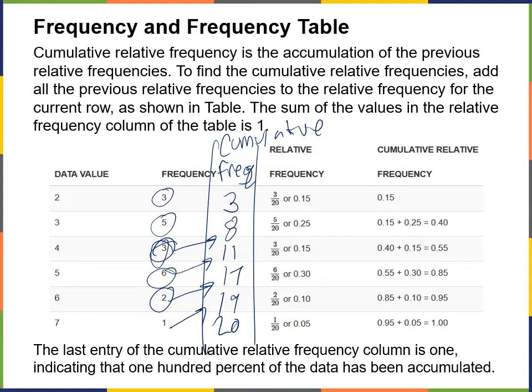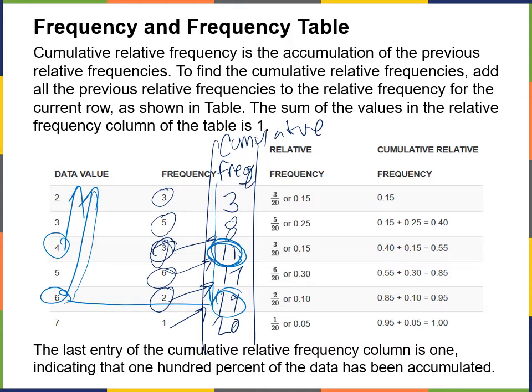And the purpose why we would do this is we say, all right, 11 people worked 4 or less hours. Okay? 19 people worked 6 or less hours. So you're adding up your frequencies as you go to sort of see how many worked that amount or less, how many fit that data value or up.